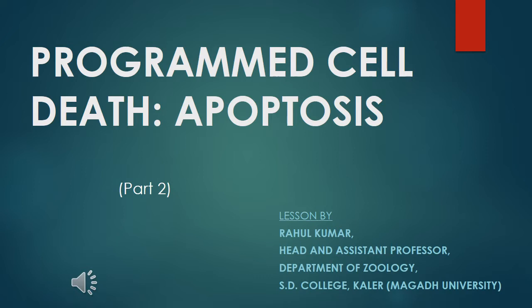In the present discussion, that is part two of apoptosis, we are going to see the mitochondrial pathway of apoptosis in great detail, how apoptotic cells are cleared, the apoptotic pathway in nematodes, and also I will provide some practice questions and references for more reading on apoptosis. So let us begin our discussion.